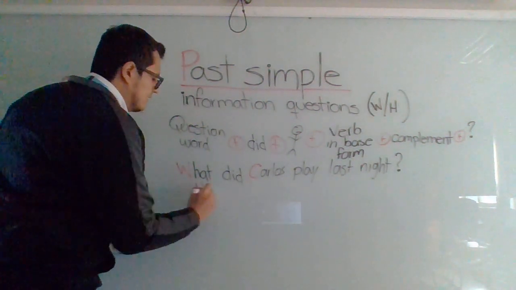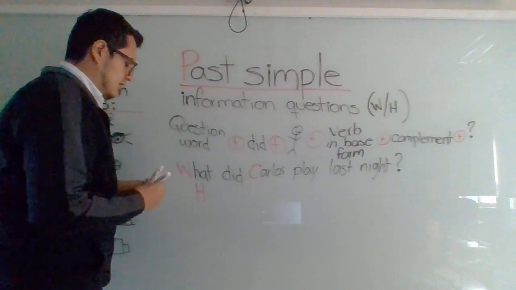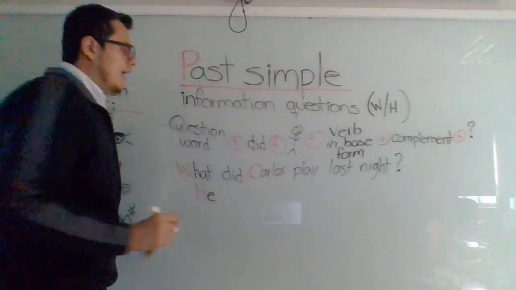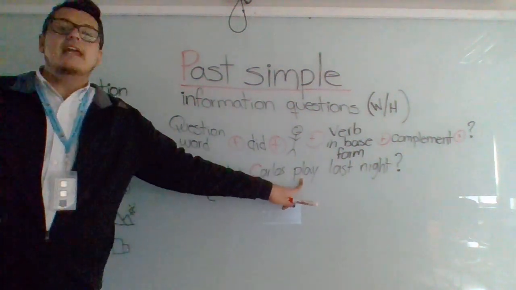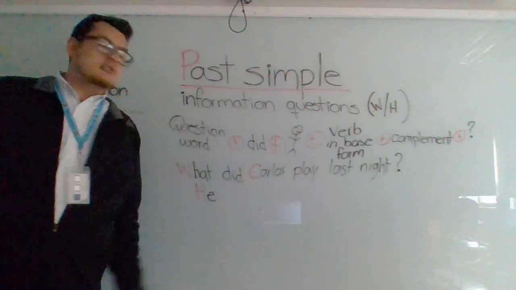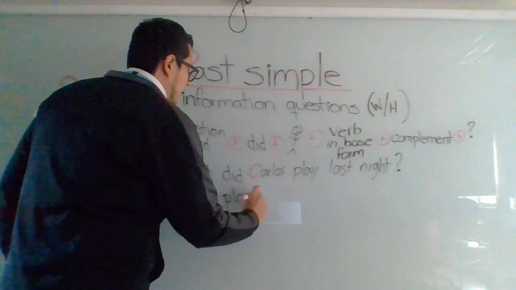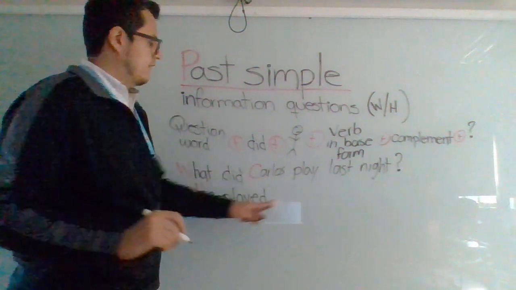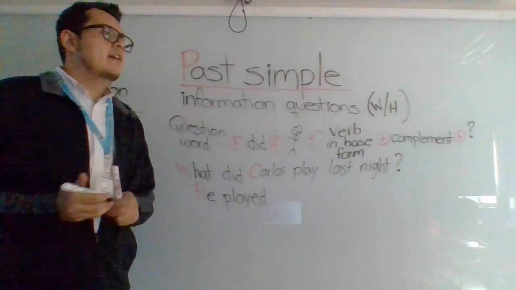So I start with he because Carlos is a boy. He. Next, my verb, but in past. Play is regular, so we only add ed. Played. You played. And now let's think of a game.